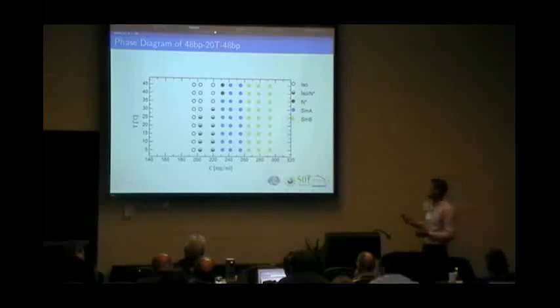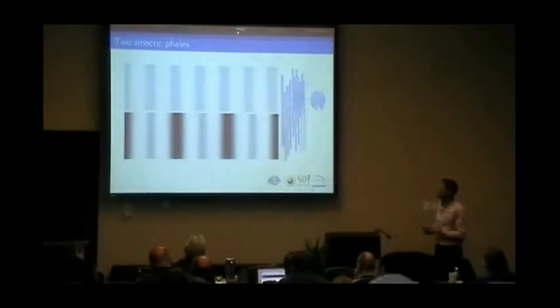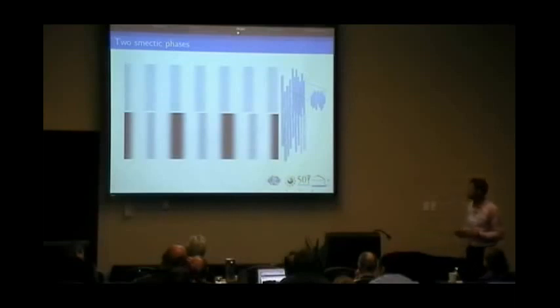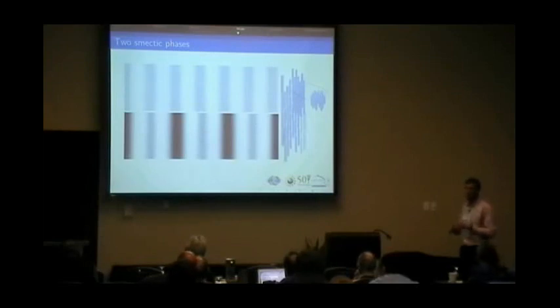Crystal phase, or even smectic phase, will disappear also. So let's switch to the model. I talked already about nematic and hexatic phase. For hexatic phase, of course, we have this hexatic packing of DNA helices, but in smectic phase we have two phases.